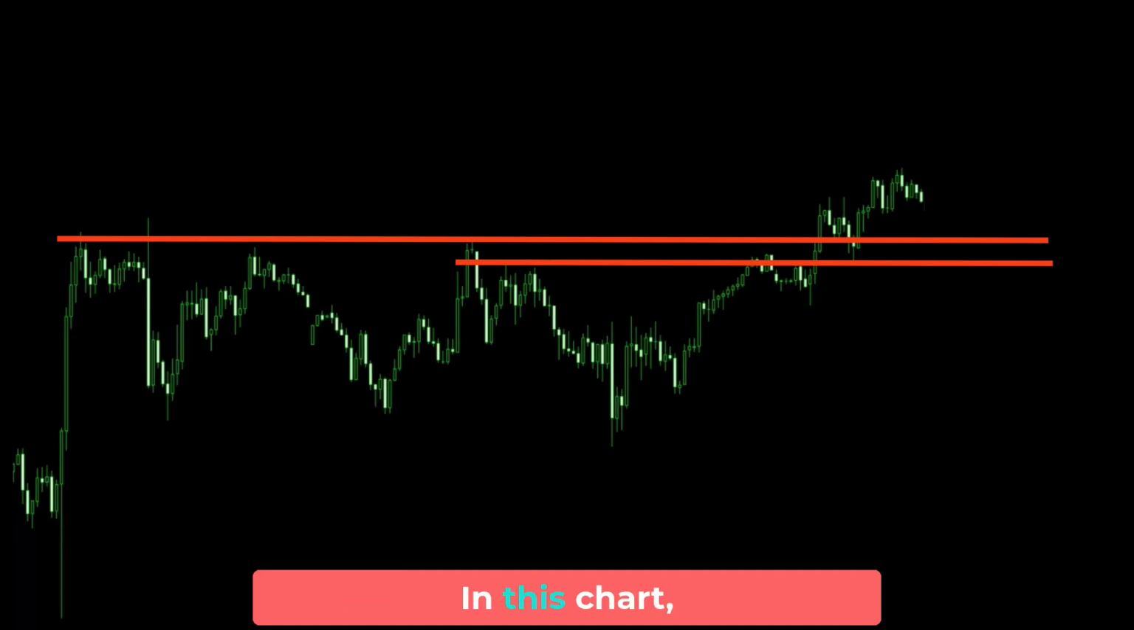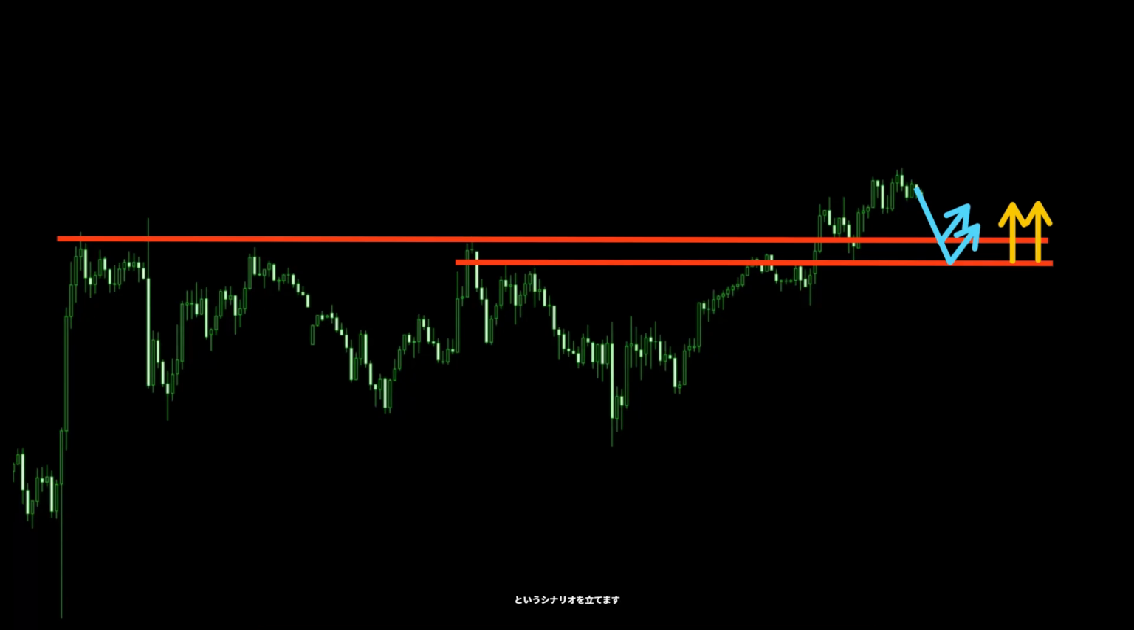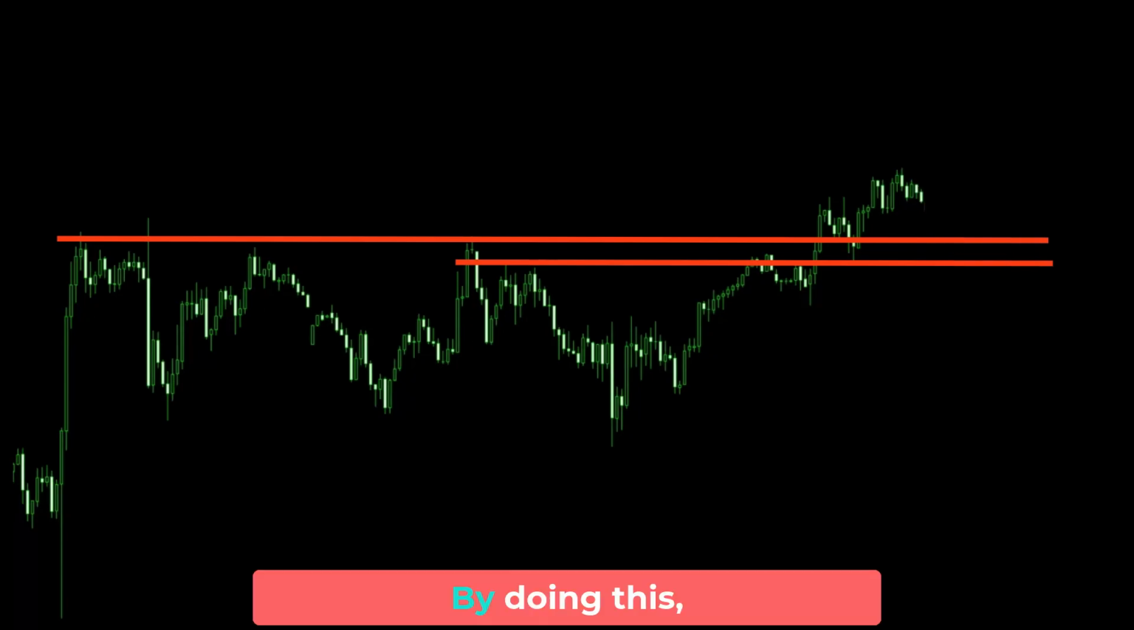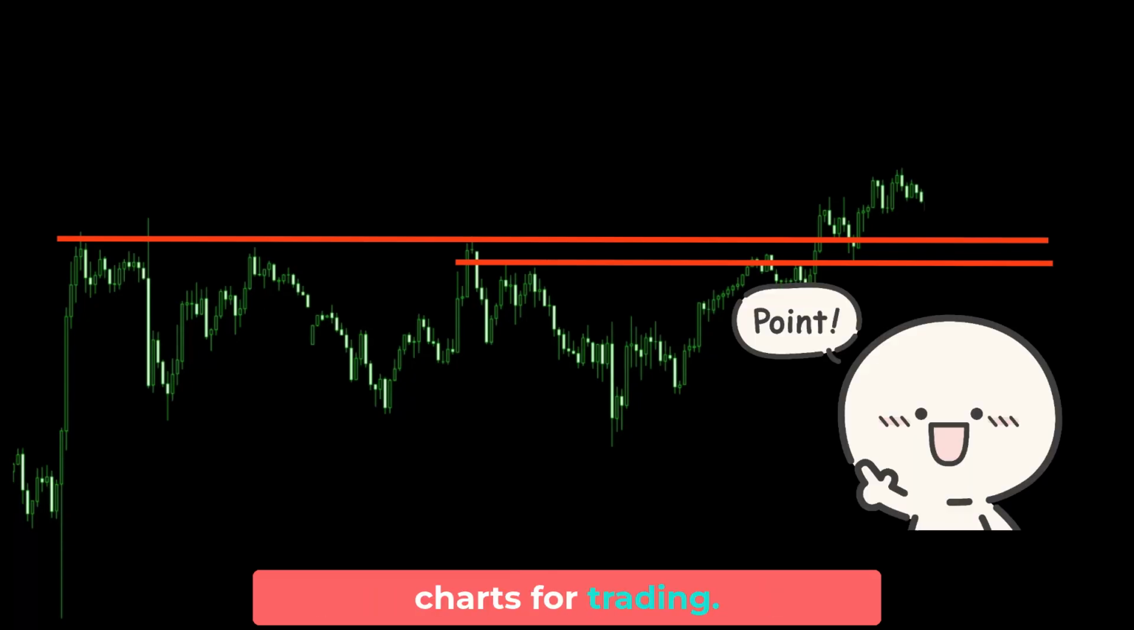sell. In this chart, since both the long-term and short-term trends are up, I aim only for buy trades. As for where to aim for buys, since horizontal lines were drawn on both the 1-hour and 15-minute charts, I set a scenario to buy if the rate drops to either and shows signs of stopping. By doing this, you can synchronize multiple charts for trading.